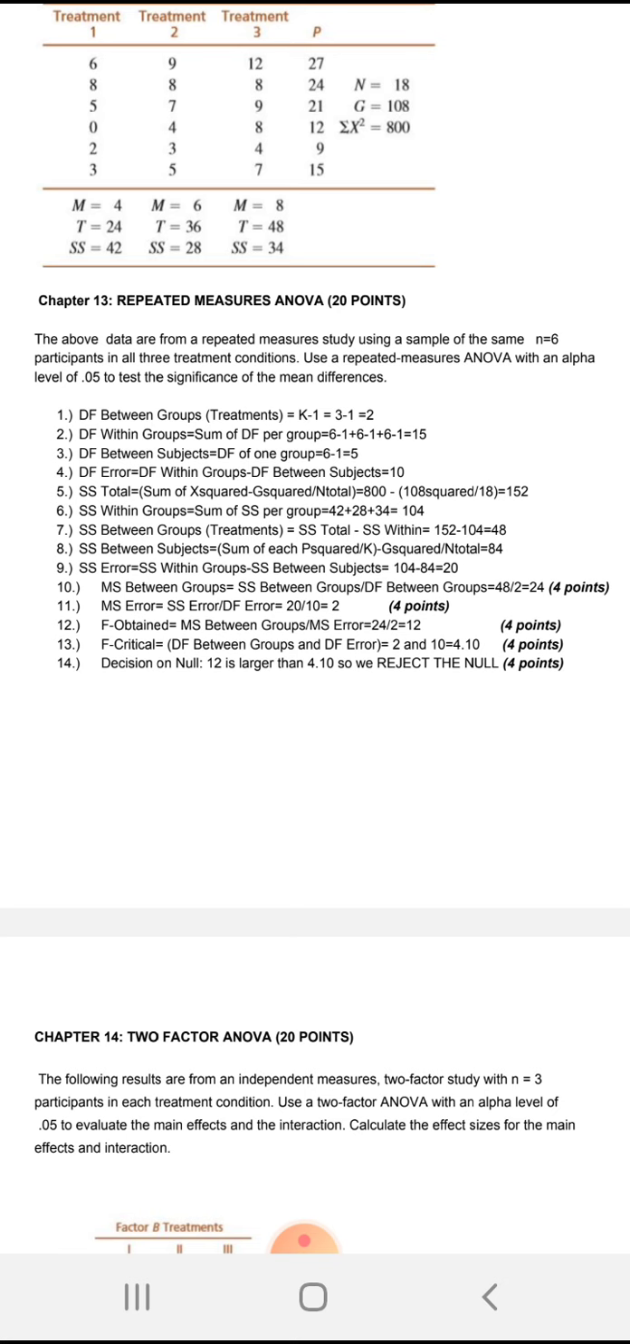So the question asks, the above data are from a repeated measures study using a sample of the same n equals 6 participants in all three treatment conditions. Use a repeated measures ANOVA with an alpha level of 0.05 to test the significance of the mean difference.